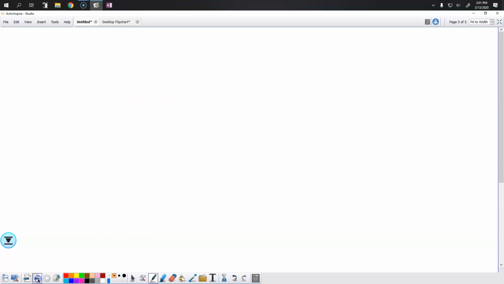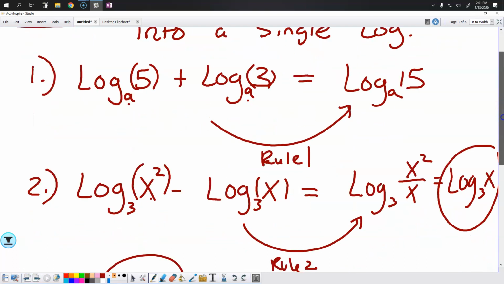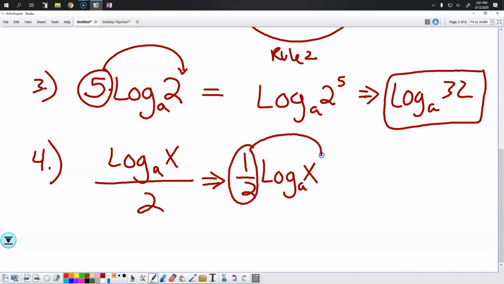It is. So in this case, I don't like the way that this one is written, so I'm going to change it a little bit so it fits our properties. Instead of saying log base a of x over 2, I'm going to rewrite it like this. It's the same thing. But now that I've rewritten it like that, what property are we looking at? Rule 3, right? And according to Rule 3, we could take this thing and put it on the x, right?